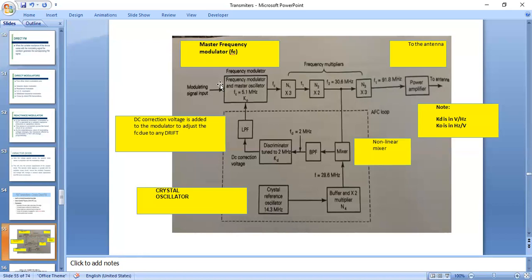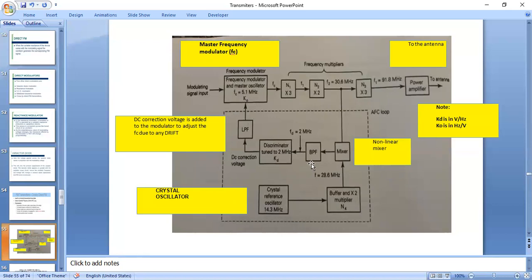Depending on the modulation, we have to use an automatic frequency control loop. This AFC automatically adjusts the carrier frequency. In this automatic frequency control, we have the main blocks: mixer, band pass filter, and a discriminator. Generally, what is a discriminator? It converts the frequency variations into voltage. That is the purpose of the discriminator here.